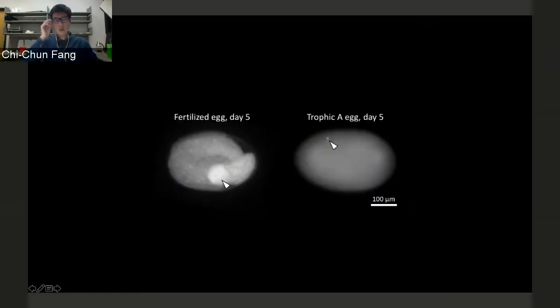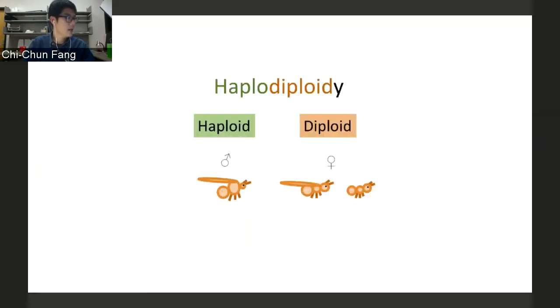Okay, so besides the image evidence, I also fixed the trophic A egg to prove that we have two types of trophic egg. For the fertilized egg, on day 5, you can see the embryo start to grow, like during the elongation. This is the future head lobe. Here's the future body. But in the trophic A egg, there's only a single nucleus, and nothing happens. And eventually, the fungus garden will absorb the nutrients.